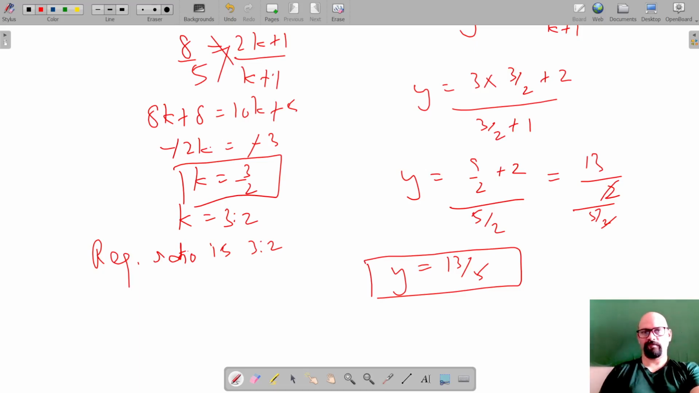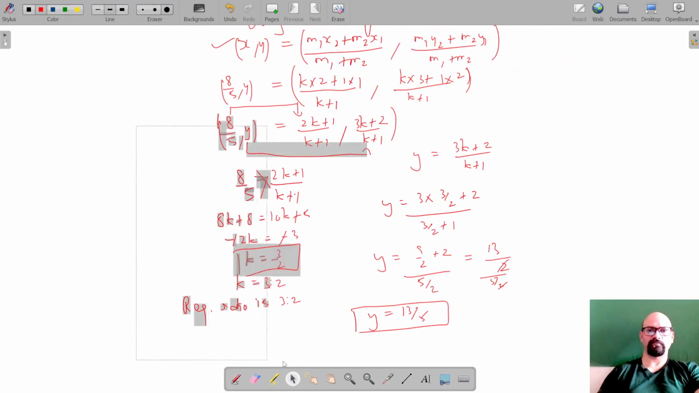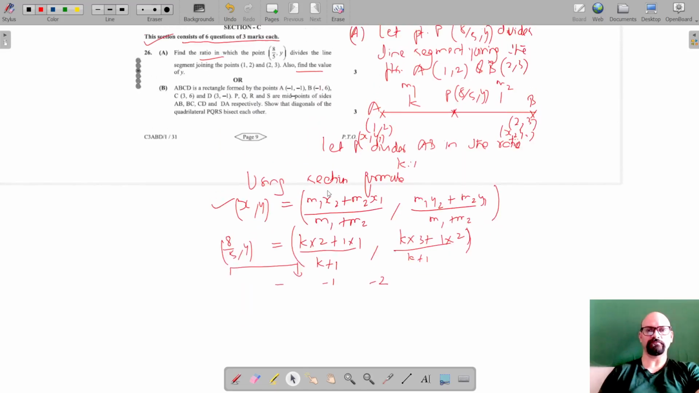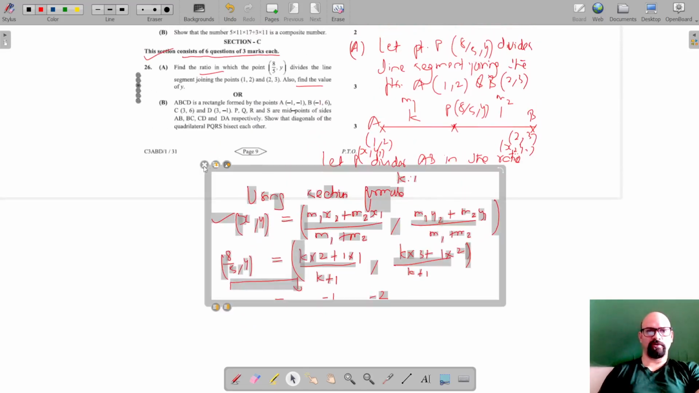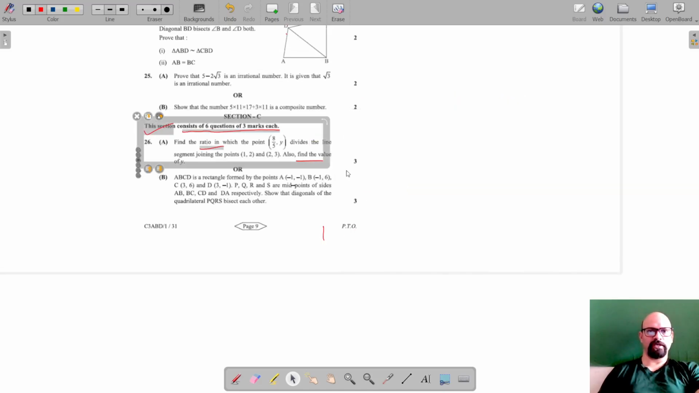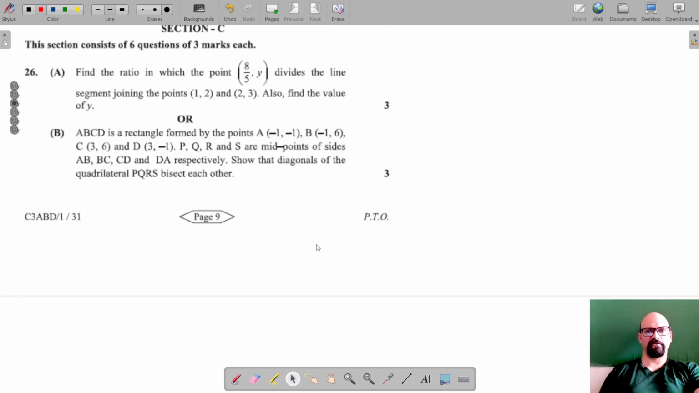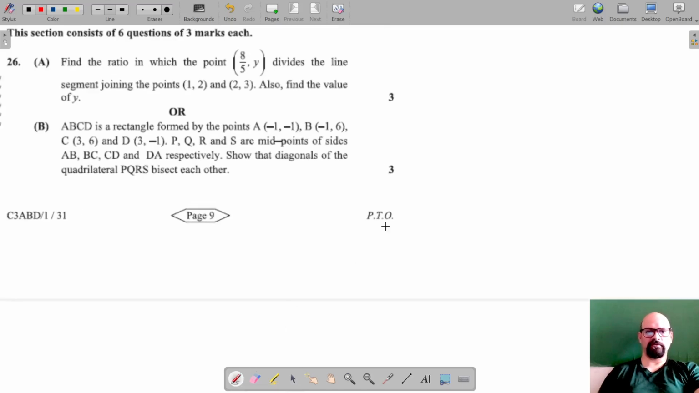So we have solved part A, and now let's move on to part B. I'm going to erase this. Okay, moving on to part B, we have to show that for the given coordinates of a quadrilateral, a rectangle, ABCD is a rectangle that's given to us. So this is part B, and let's draw our rectangle. Let's say A, B, C, D.